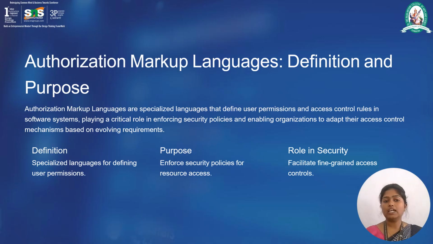This slide will cover the purpose, definition, and the role of security. The definition is a specialized language for defining user permissions. When the user or the client needs permission to access content without any advertisements, they need to pick the premium or VIP subscription, so that the authority provides the permissions to the user and the client. That term is called authorization.